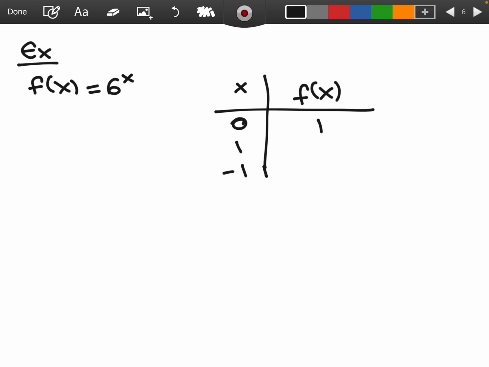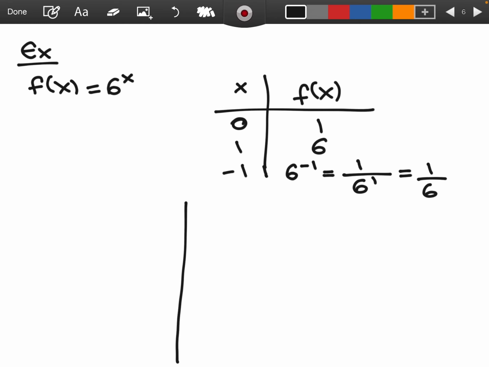When x is 0, we know that f of x is 1, because 6 to the power 0 is 1. How about when x is 1? 6 to the power 1 is 6. How about 6 to the power negative 1? 6 to the negative 1 is the same thing as saying 1 over 6 to the 1, which is just 1 over 6. Remember, a negative will flip the fraction and give you the reciprocal.